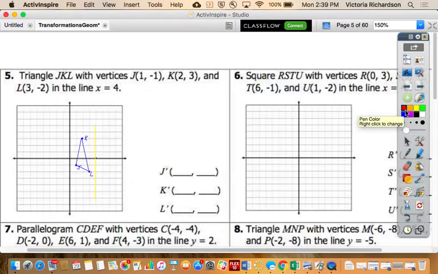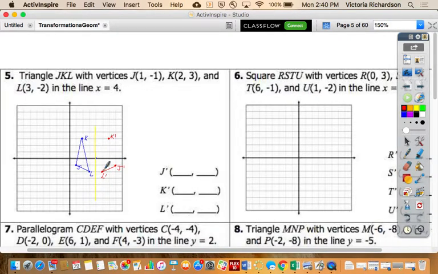So I'm going to start with J, which was my first point, and it is 1, 2, 3 points away from the line of reflection. So if it's 3 points across on the left, it has to be 3 on the right. So I'm going to count 1, 2, 3, and this becomes my J prime. I'm going to do the same thing with K. K is 2 points away on the left, so I'm going to make sure it's 2 points on the right. And this becomes K prime. And then L is 1 point away from the line of reflection on the left, so on the right side of the line, I make sure it's also 1. Now I have my 3 points.